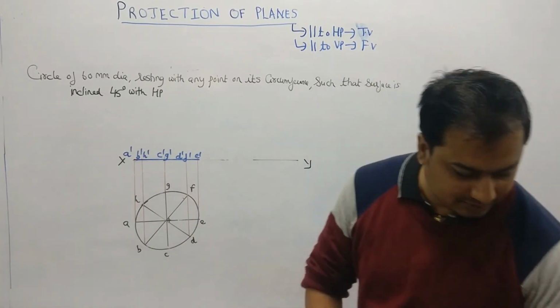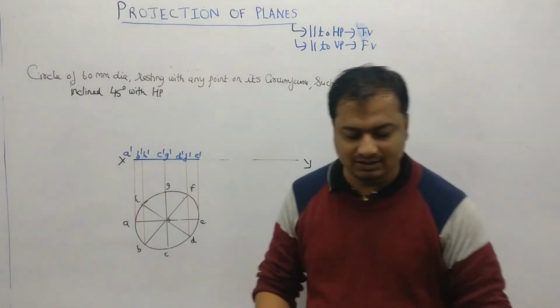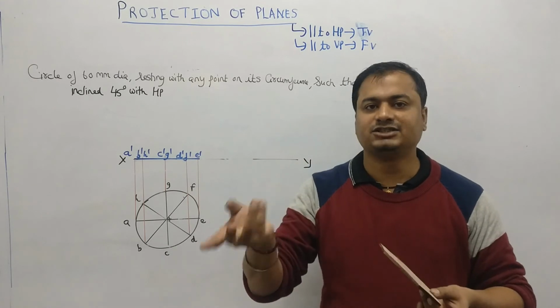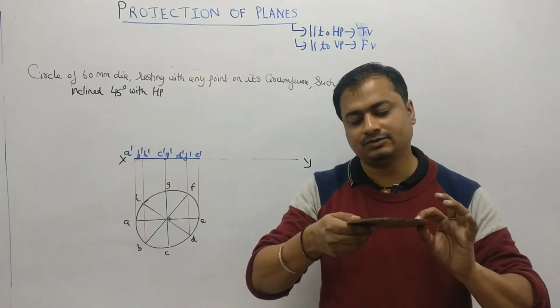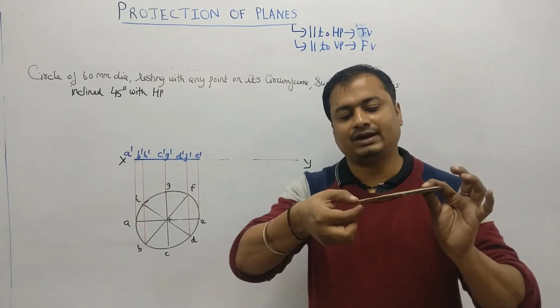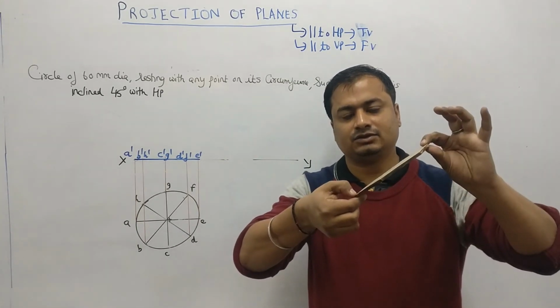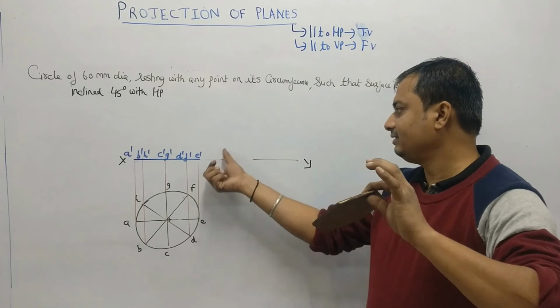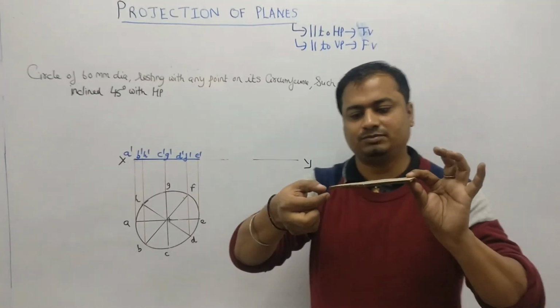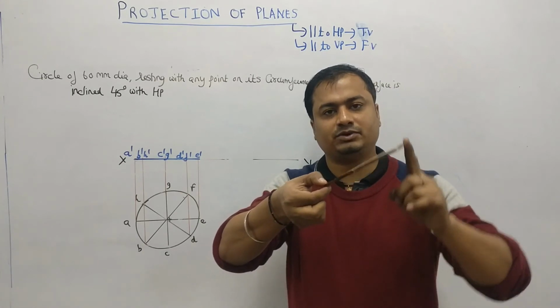Now, as the problem indicates, the circle is resting with one point on its circumference on the HP, and the surface is inclined. So let's take that point as A. This is my A point, and this surface is inclined like this. When I tilt the surface here, A should be on XY, and the rest should be above XY.